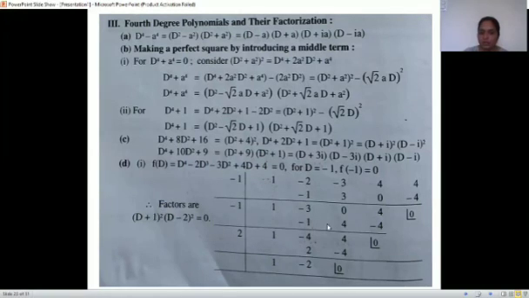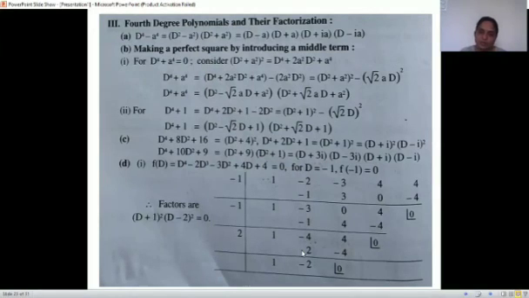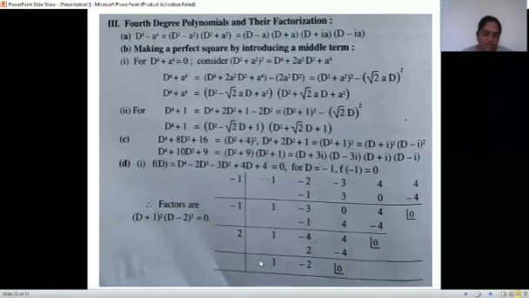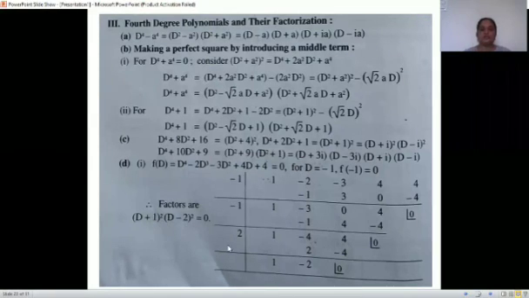Into D square minus 4D plus 4. D square minus 4D plus 4, that is 4 in minus 4, we can write 2 and 2, right? That is minus 2, minus 2. So factors are D minus 2 and D minus 2. So these are the final factors, D plus 1 square into D minus 2 square. So roots here are minus 1, minus 1, 2 and 2.